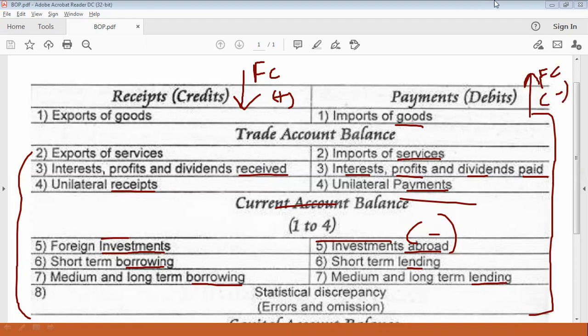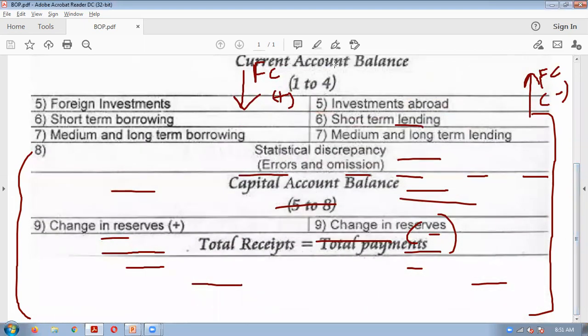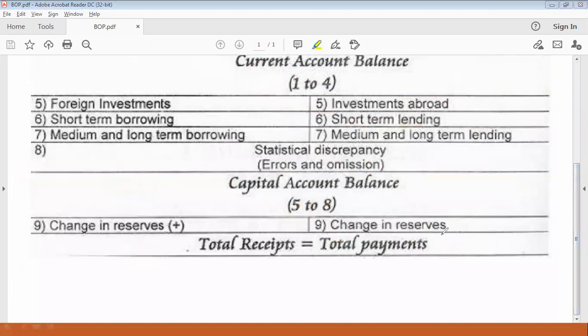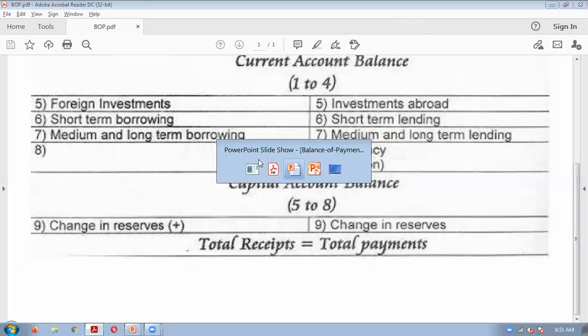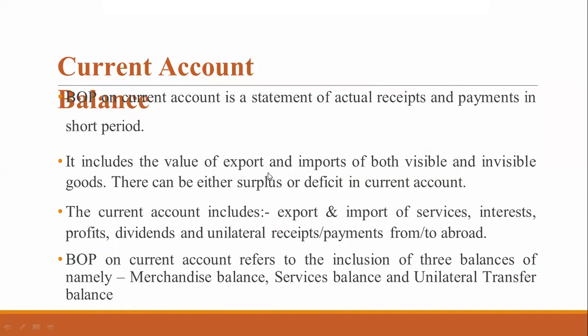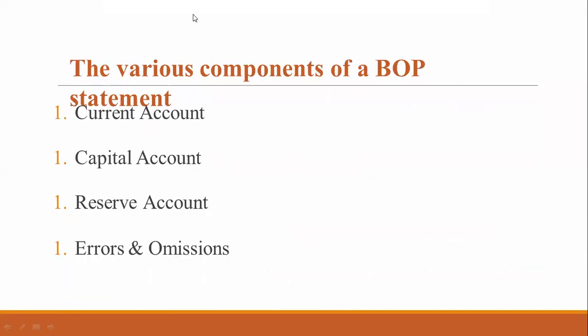So this is the rule for accounting balance of payment. And at last we will take the position of the change in reserves, whether it is positive or negative, and automatically your balance of payment will tally. So the structure we have seen already: current account will be there, then followed by capital account, then reserves, adjustments, errors and omissions.